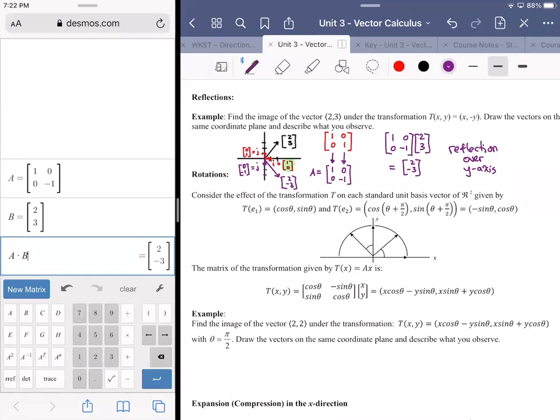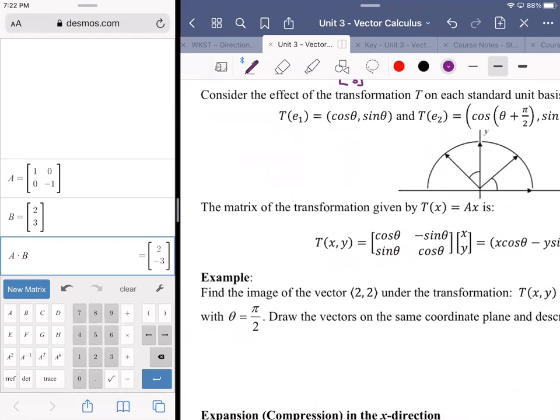If we wanted to find the image of the vector 2, 2 under the transformation, so again, a quick plot.